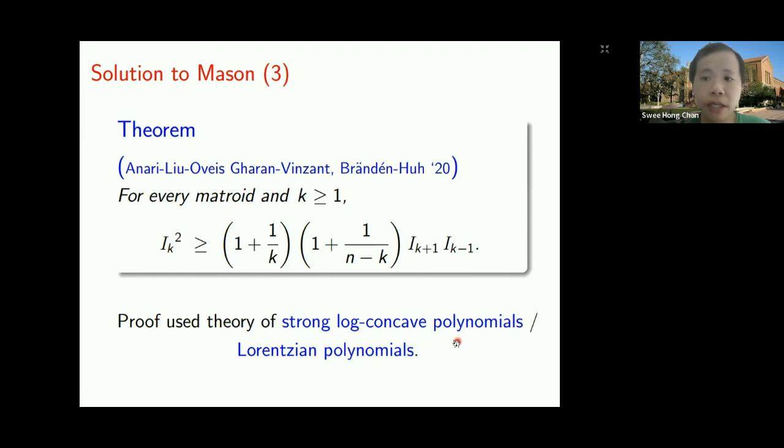In particular, these three works were cited by the International Mathematical Union as part of the reason to award the Fields Medal just 2 weeks ago to Huh.